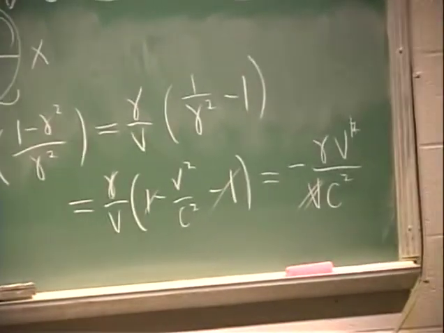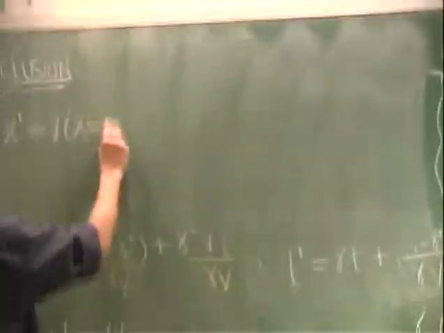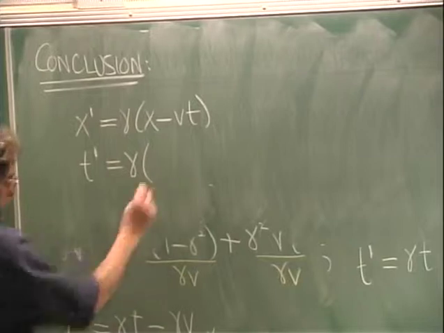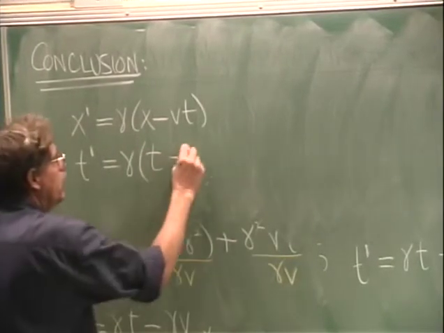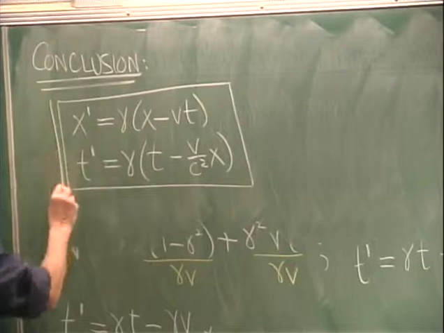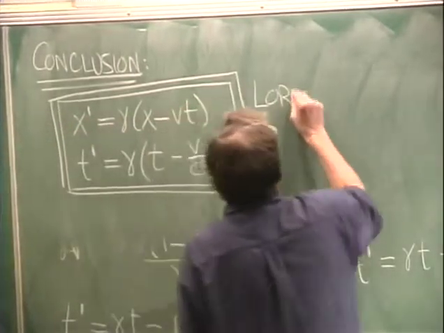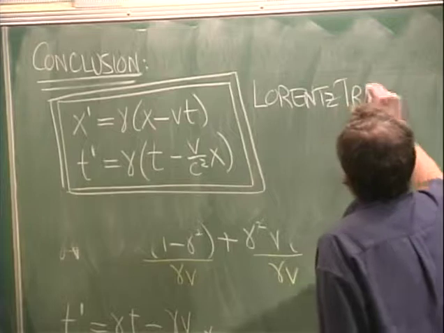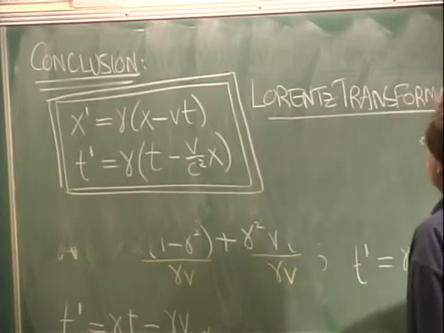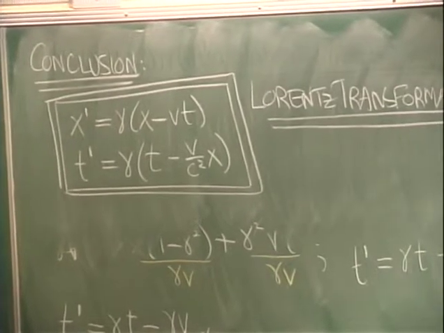Conclusion. X prime, the dictionary for getting the coordinate x prime is gamma times x minus vt. The rule for getting t prime, the transformation for getting t prime, is gamma times t minus v over c squared times x. Those are the celebrated Lorentz transformations. Dictionary for translating the coordinates of an event in S over into the coordinates of that same event in S prime.